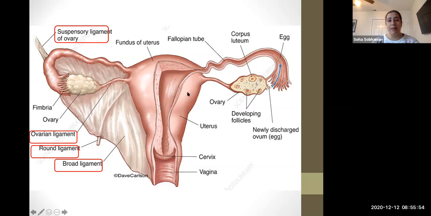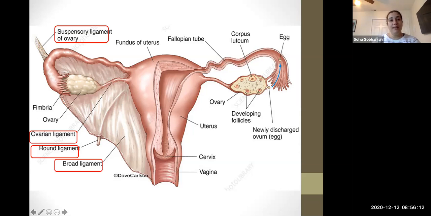You have the muscular mass right here called the uterus. And then the cervix is this kind of triangular structure you see right here. And then eventually opening up to the external environment using the muscular tube called the vagina.